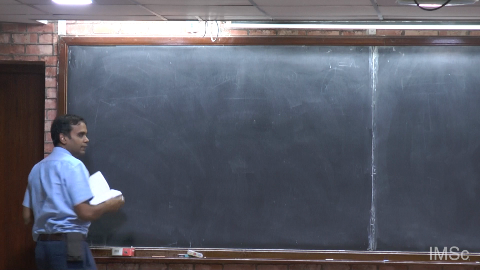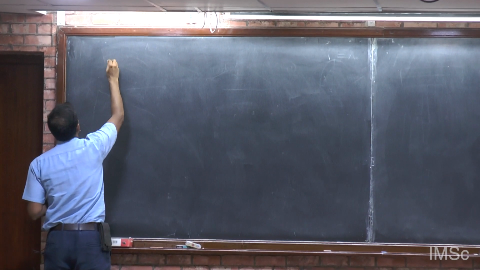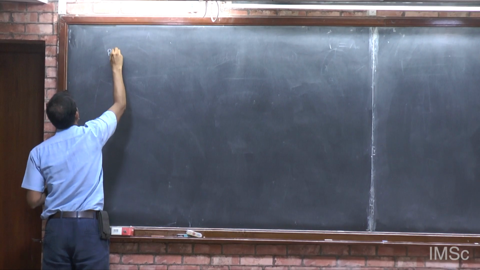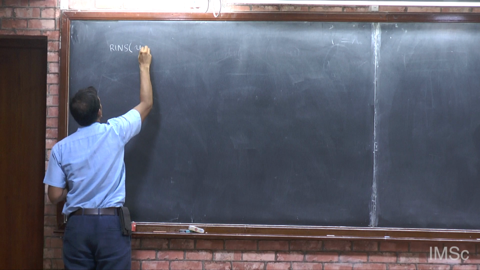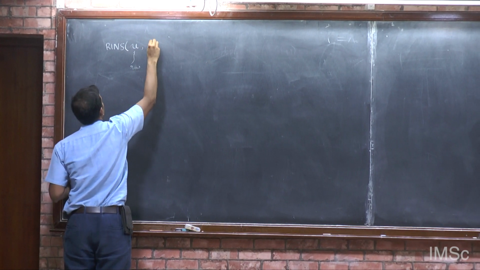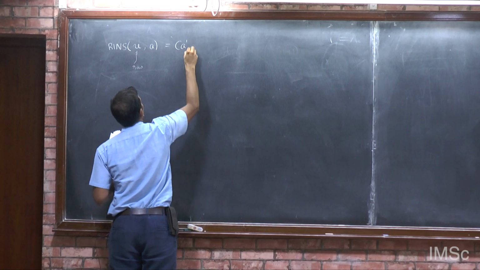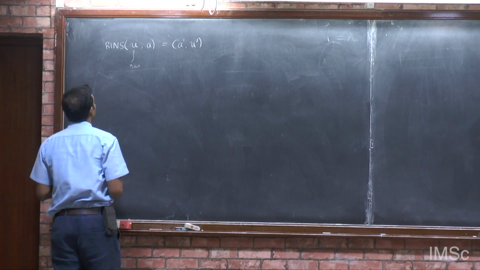We will just begin by recalling some of the algorithms from last time. One was this thing called row insertion, where you have a row u and a letter A, and you insert A into u and you get A prime comma u prime. And how does this work?